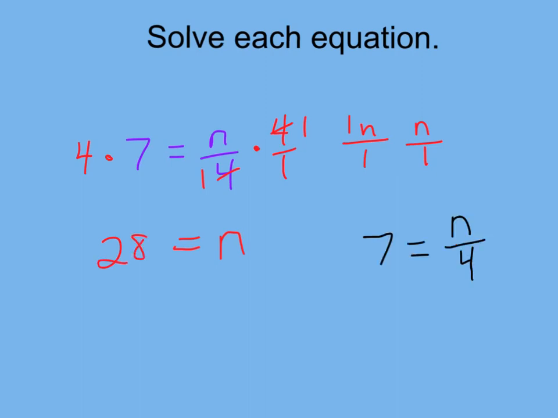Now let's see if that makes sense. I wrote the original problem right here. And if I substituted 28 for n, so instead of n, I'll put 28 in here. 28 divided by 4, and that does equal 7. So that is the correct answer.